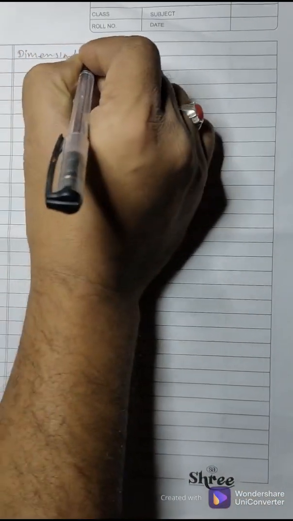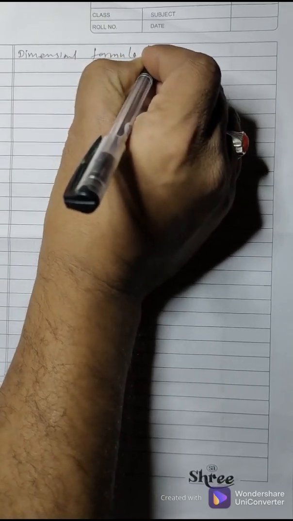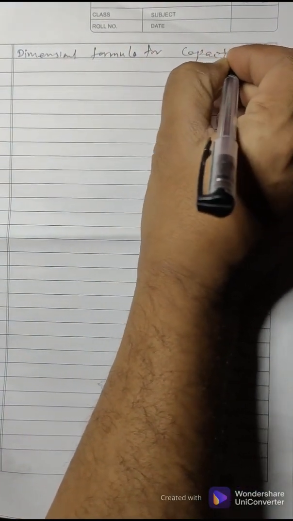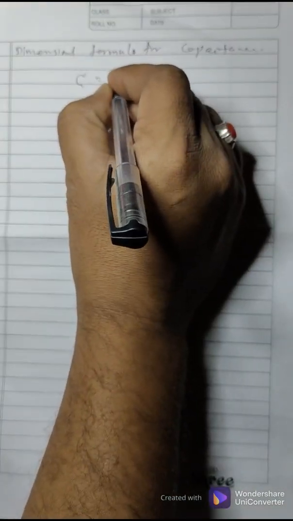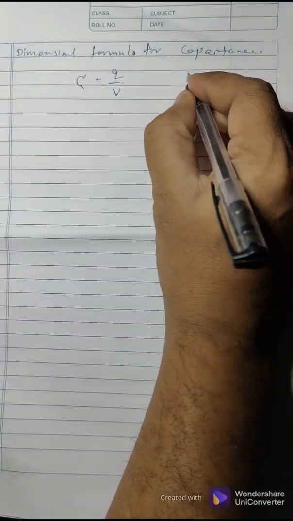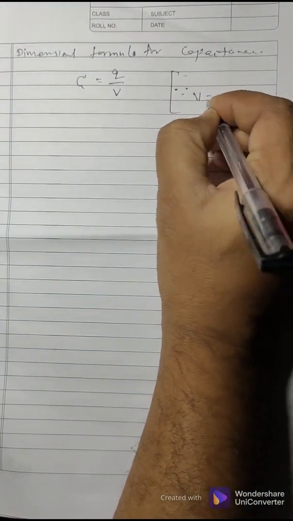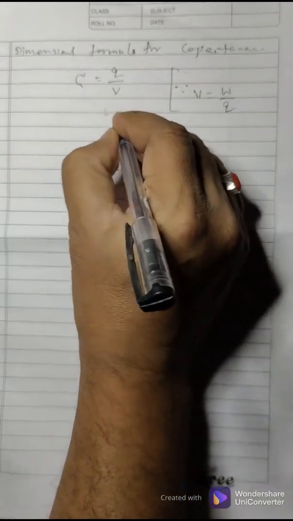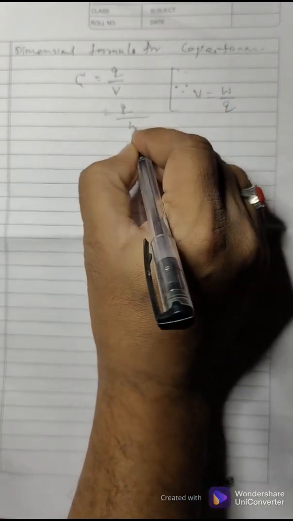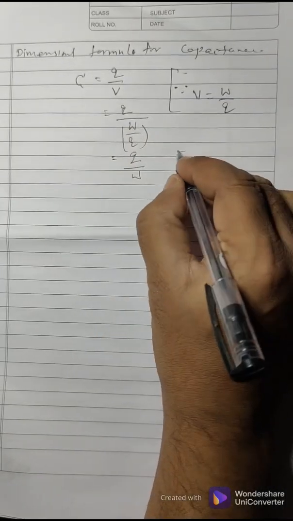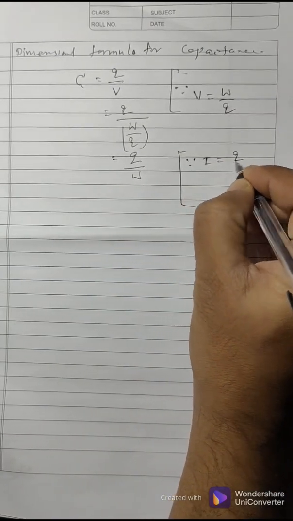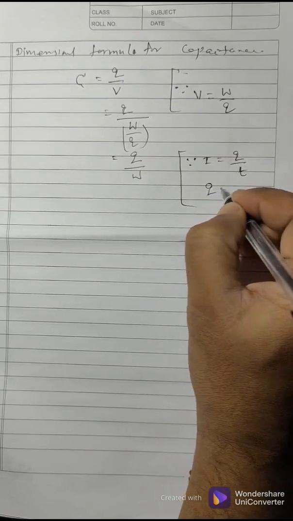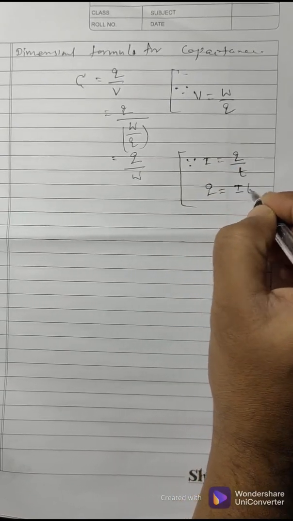Dimensional formula for capacitance. As we know, capacitance C is equal to Q by V, that is charge by voltage. And since voltage is work by charge, Q by V means we can write Q by W by Q, that is Q squared by W. And since current is charge by time, charge is equal to current into time.